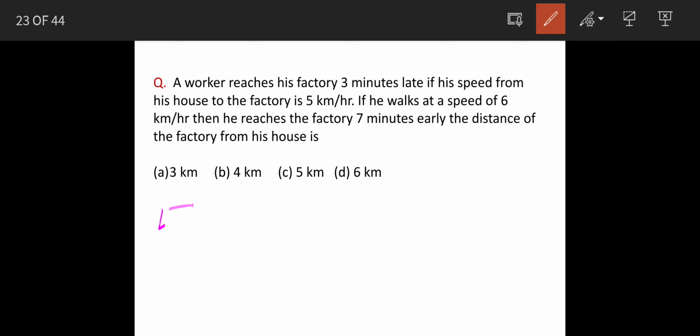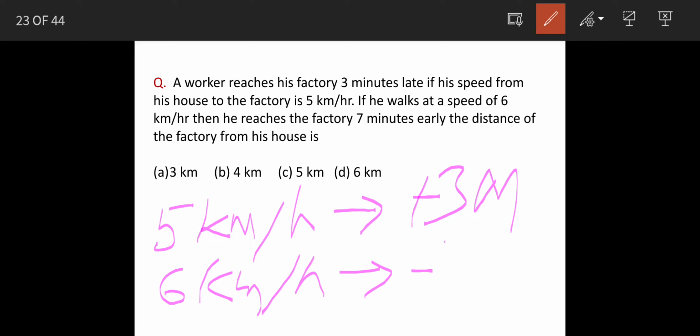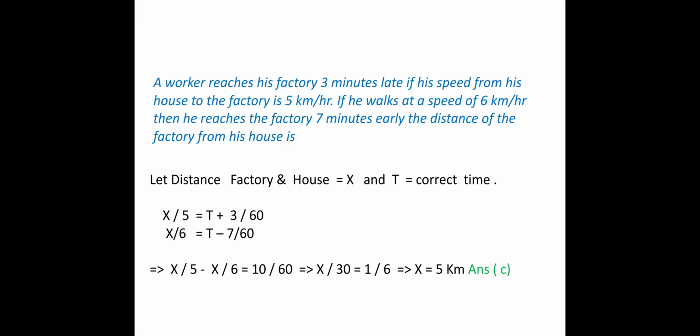There is a person. If he is walking at 5 kilometers per hour, then he reaches his factory 3 minutes late. And when he is walking at 6 kilometers per hour, then he reaches his factory 7 minutes early. So we have to find out the distance between the factory and the house.